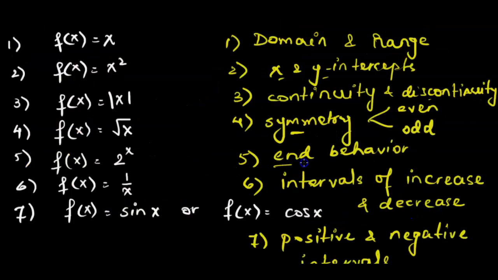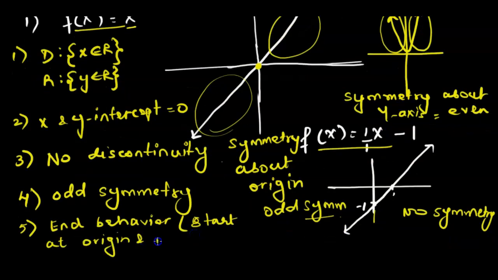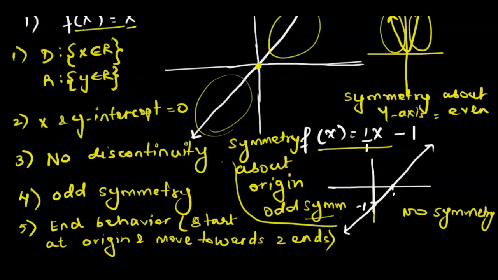Next characteristic we have is the end behavior. Now, these last three characteristics are very, very important. To find out end behavior, or positive and negative intervals, or increasing and decreasing intervals, we have to walk on the x-axis. When we are looking for end behavior, we start from the origin and we move towards the two ends. So we start from the middle, that's the origin, and we move towards the two ends.